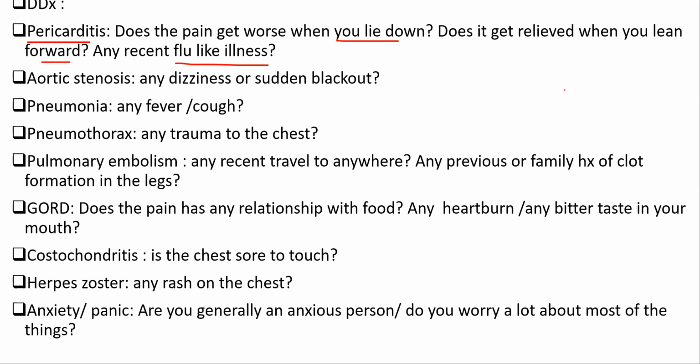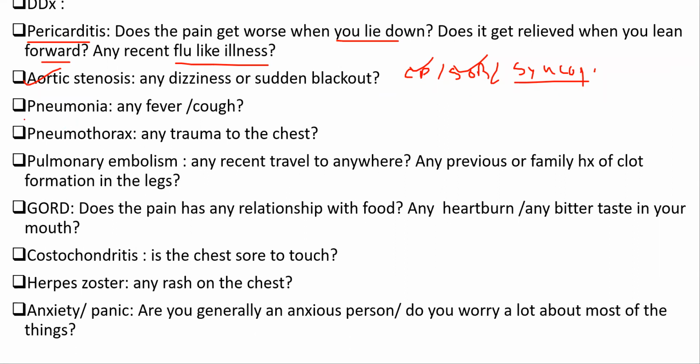For aortic stenosis, we already know that aortic stenosis is a triad of chest pain, shortness of breath, and syncope. We already asked the chest pain and shortness of breath questions. So the only thing is the syncope question. So you can ask any dizziness or sudden blackout or loss of consciousness. That covers all the CVS causes.